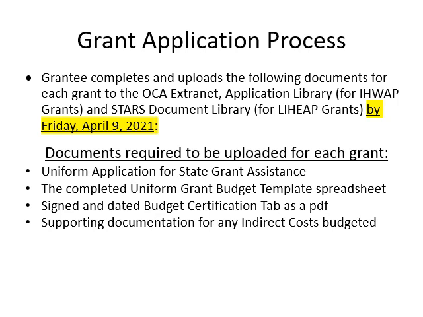Documents required to be uploaded for each grant. The first document is the Uniform Application for State Grant Assistance, the completed Uniform Grant Budget Template Spreadsheet, the signed and dated Budget Certification tab as a PDF, not as an Excel document, and you must also upload supporting documentation for any indirect costs that are budgeted.